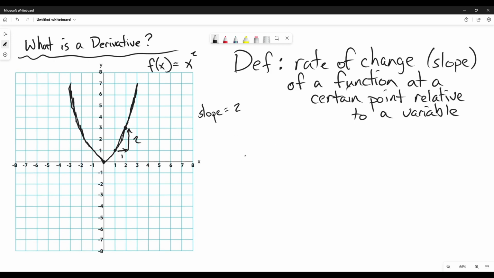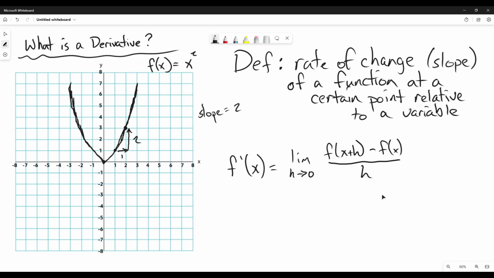Now, how can we algebraically define this? So, we would define this as f prime of x, which is another way of writing the derivative of f of x. Equals. So the way you'd write this is the limit as h approaches 0 of the function f of x plus h minus f of x, all over h.